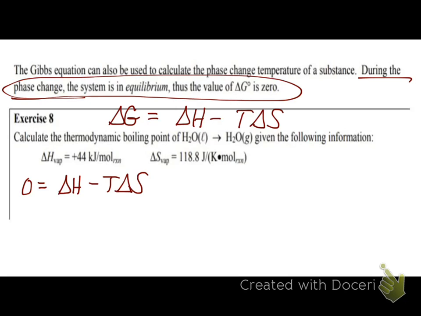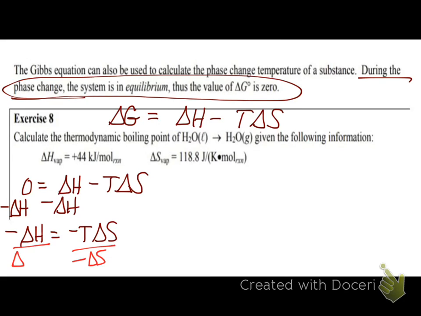And the notes tell you how it's derived, but we'll go ahead and do it. We're going to subtract delta H from both sides, just like simple algebra. So then we have negative delta H is equal to negative T delta S. So if I decide to divide both sides by negative delta S, then I can say, therefore, T is equal to delta H over delta S because our negative signs cancel out. So now we just plug and chug.